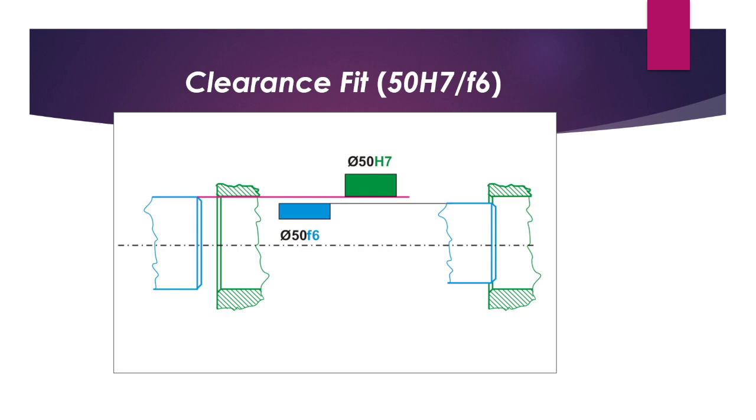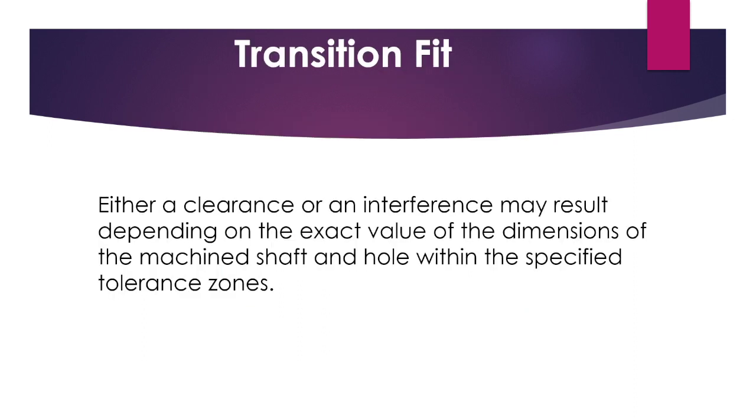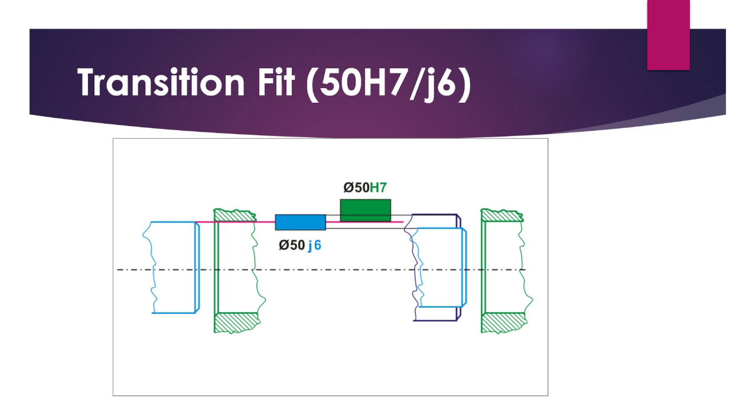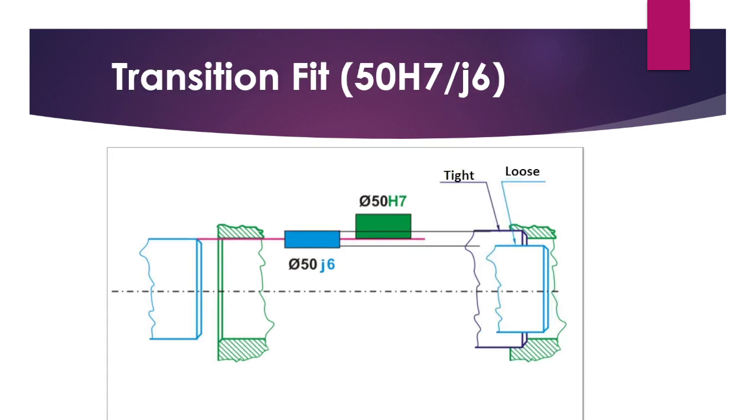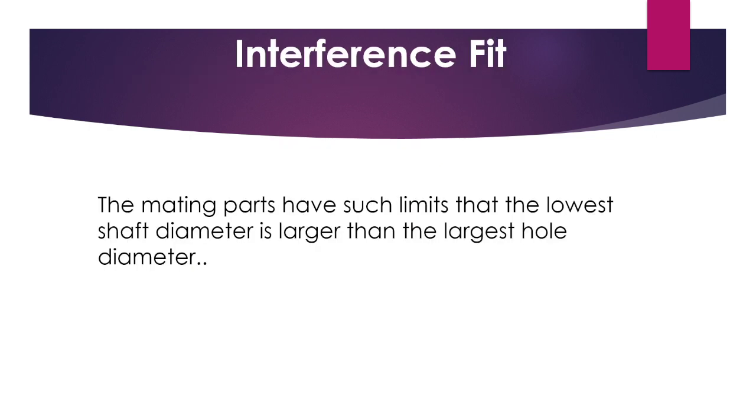Next, the transition fit. Either clearance or interference may result, depending on the exact value of the dimension. As we said, we could have clearance, we could have interference. Both cases can happen here. This is my case of a transition fit. Some of the holes will be bigger than the shaft, some of them will be smaller than the shaft.